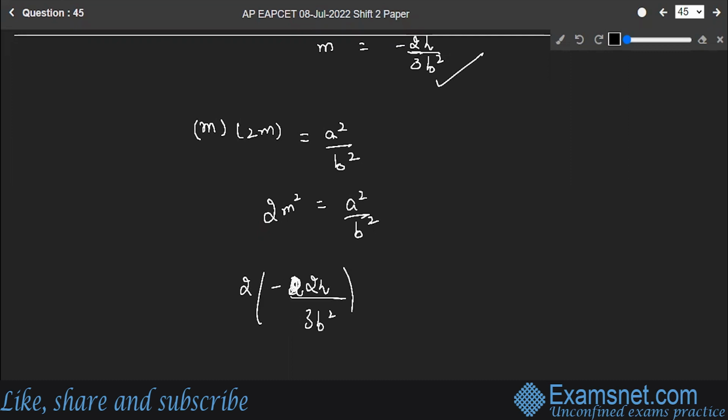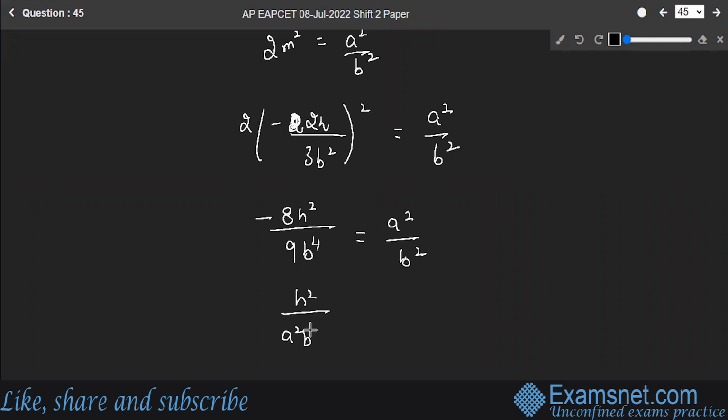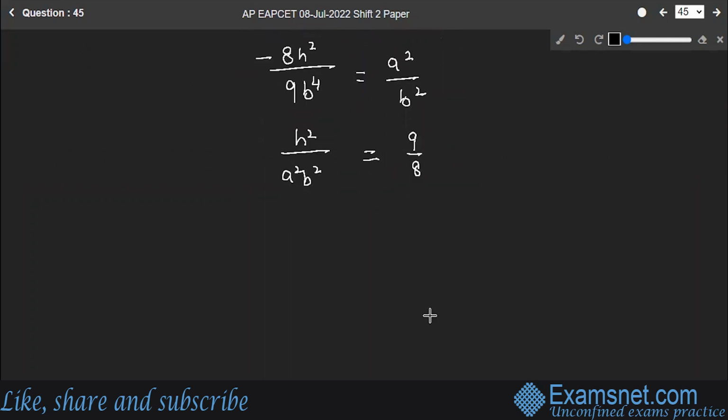So minus 2H upon 3B square whole square is equal to A square upon B square, which gives you 8H square upon 9B raised to power 4 is equal to A square upon B square, or H square upon A square B square is equal to 9 by 8, which gives you H upon AB is equal to 3 upon 2 root 2.